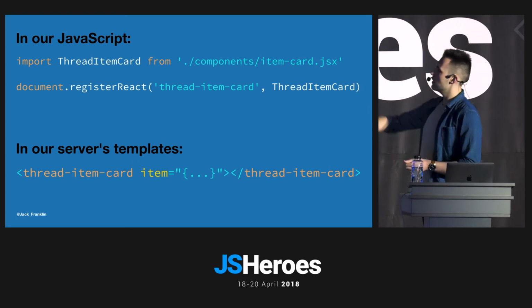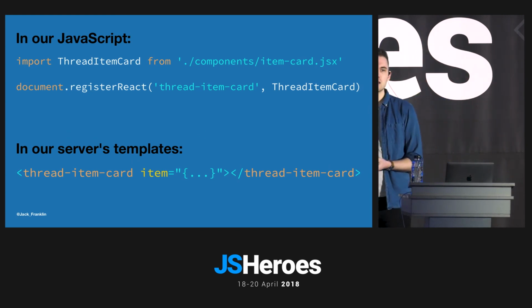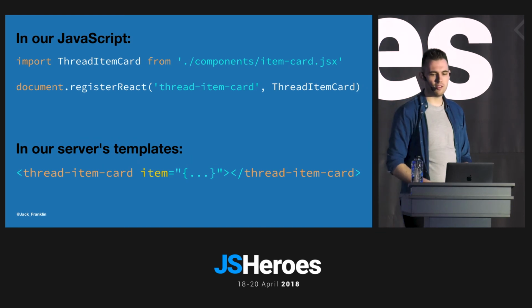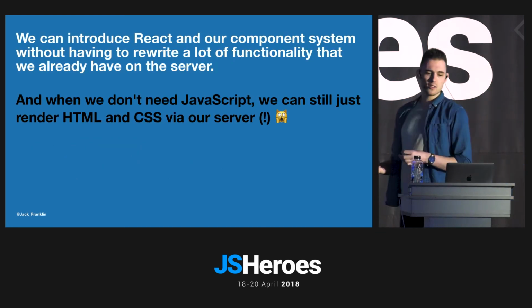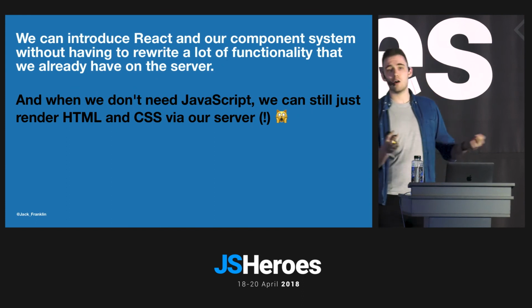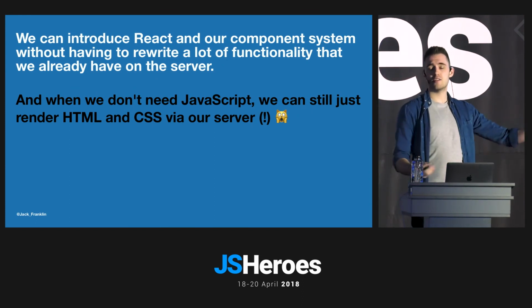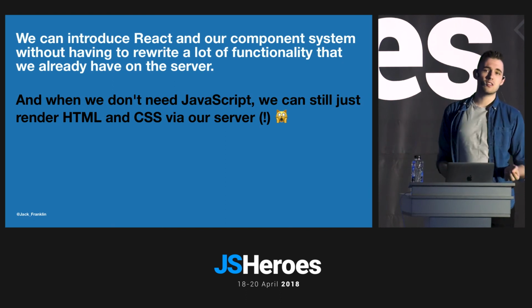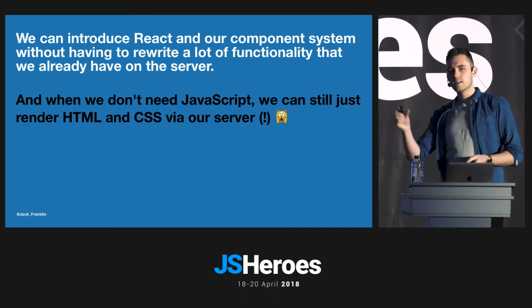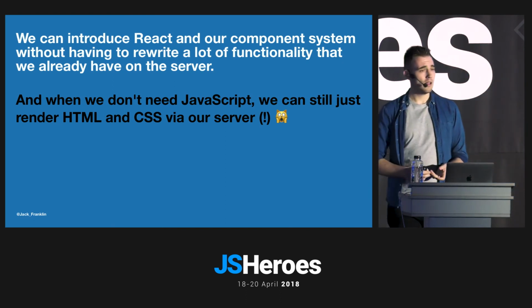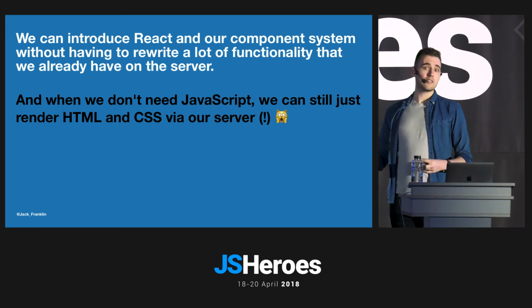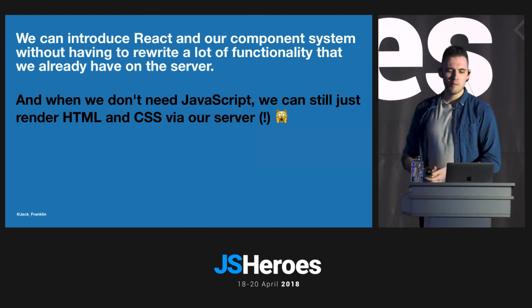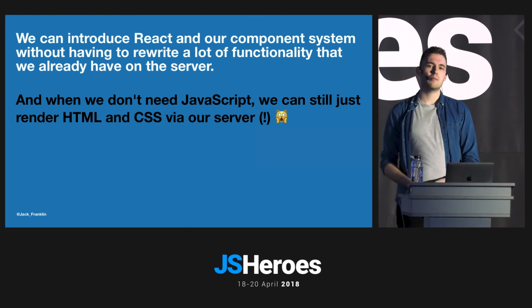Then in our server templates, we can use elements like thread-item-card, and that will render the React component that we've given it. This lets us introduce React into our component system without having to rewrite a lot of functionality that we already have on the server. Lots of our stuff is server-side rendered, and that makes perfect sense for what we're doing, but we can inject little bits of React in where we need to. And on pages where, it's hard to believe, sometimes we don't need JavaScript, we can still just use our server and render HTML and CSS.